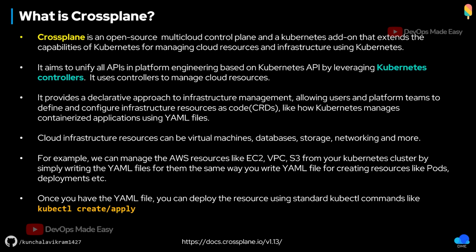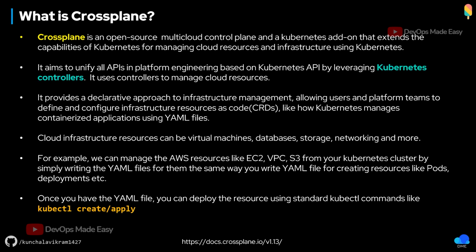And in Crossplane, these are all custom resource definitions. So if you want to create an S3 bucket in AWS, it is a custom resource, right? So Crossplane will read all these custom resource definitions, which are written in the same YAML format, the way you write pod or deployment definitions. And when we talk about managing cloud infrastructure, it can be anything, as we already discussed. Like we can manage AWS resources like EC2, VPC, S3 from the same Kubernetes cluster, the same way you manage pods and other resources.